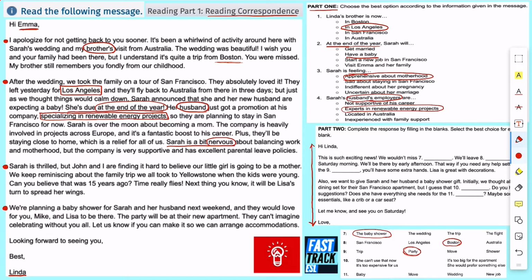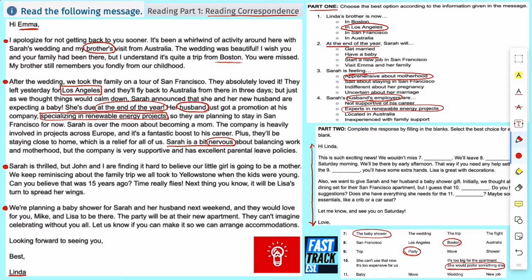Okay, next item, which is item number 10. "So we want to give Sarah and her husband a baby shower gift. Initially, we thought about a dining set for their San Francisco apartment, but I guess that." So initially, when they didn't know there was a baby, they were going to get them a dining set, right? But instead, so what's number 10? She can't use that now. It's too big for the apartment. It's too expensive for us. She would prefer something else. I think item D, right? Because they're having a baby, then she would prefer something else.